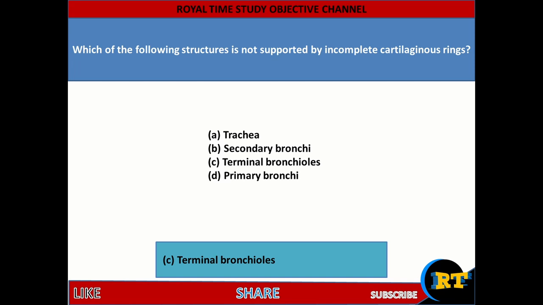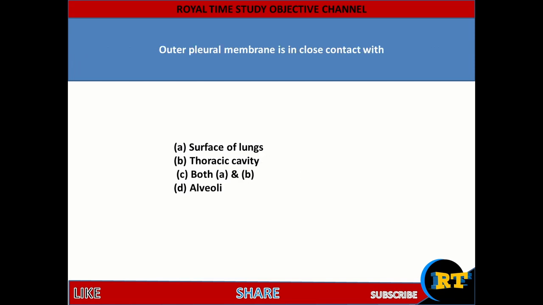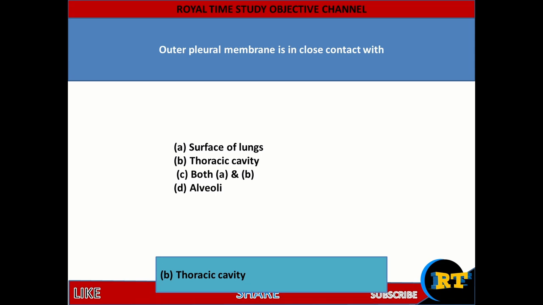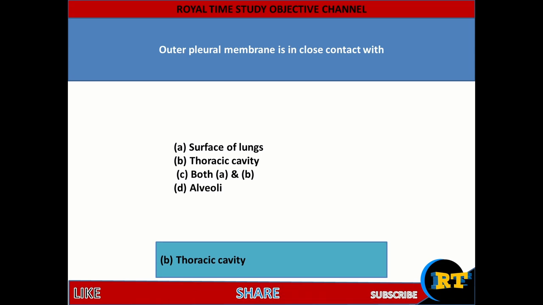Now the next question. Outer pleural membrane is in close contact with option number A, surface of lungs. Option number B, thoracic cavity. Option number C, both A and B. Option number D, alveoli. And the correct answer is option number B, thoracic cavity.